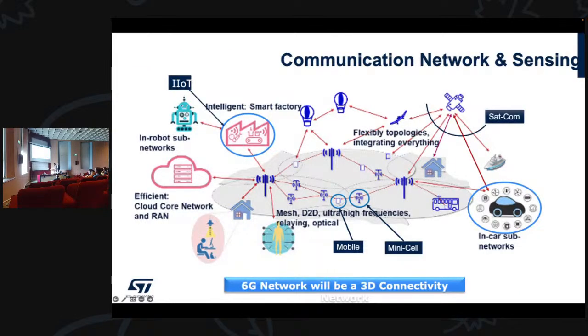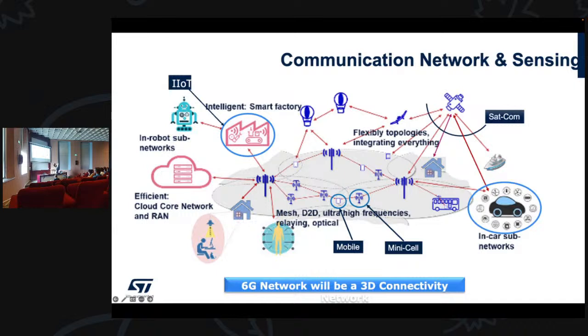So what will be the 6G network? Today, the network is mainly a 2D network. In 6G, we will have a complete 3D network. This means that we have SATCOM. We have also UAV relay. And we have the classic big cell network. And between each big cell, we will have small cells to have a densification of the network and to increase the data rate per user locally.